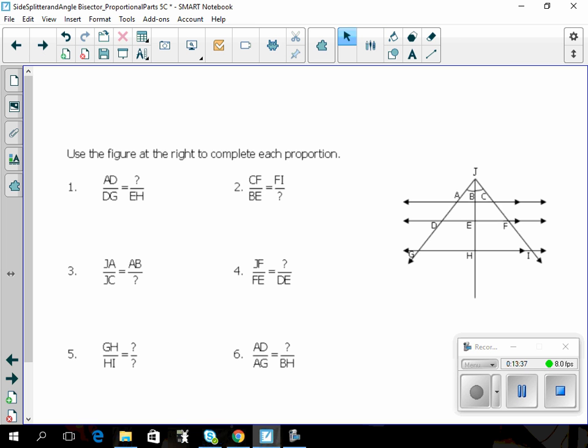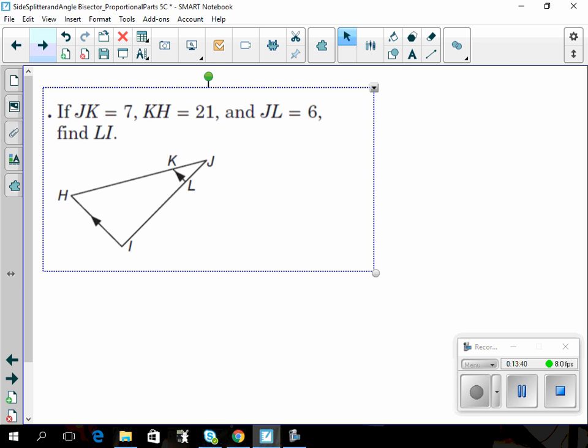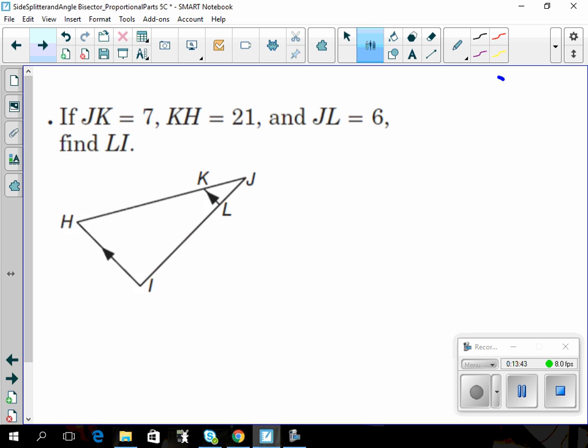This is your example 3. Oh, not this one, sorry. This one, example 3. Go ahead and copy this guy into your notes. That perimeter one was example 2. Rather than write the words, I'm just going to label them right on the picture. I have parallel lines, so I have the side splitter, which tells me I can write a proportion.